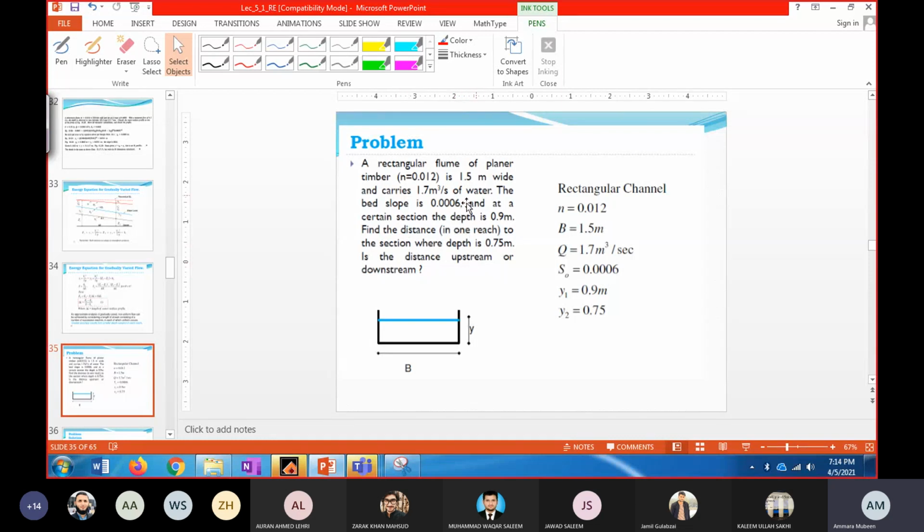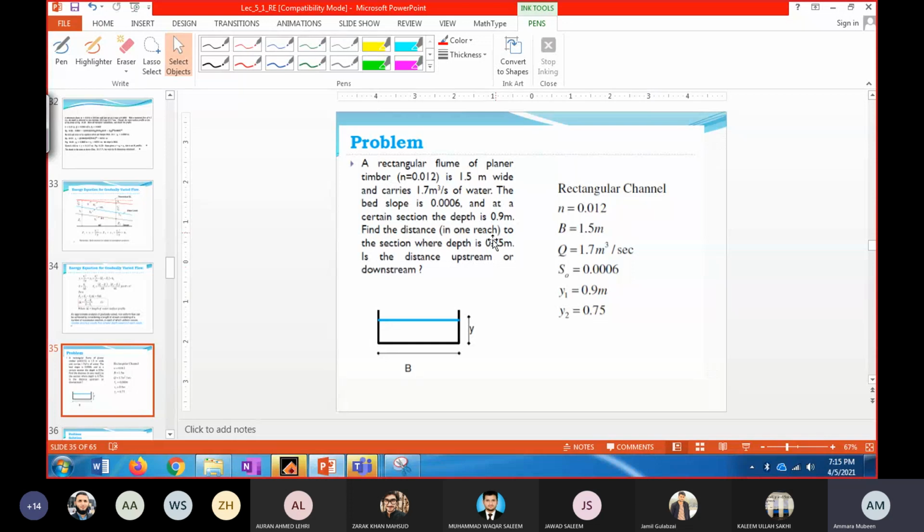So you'll be calculating the distance to the section where depth is 0.75. At one section, the depth is 0.9 meter, and at another section 0.75 meter. So you have to calculate the length between the two sections. How can you do that?